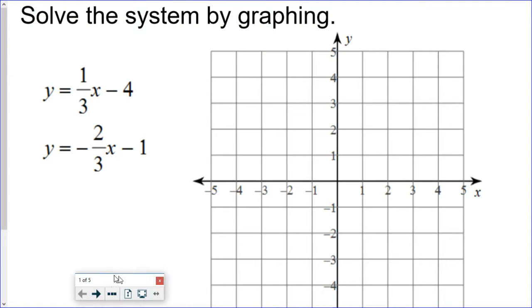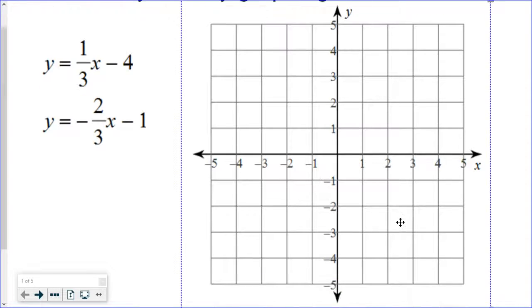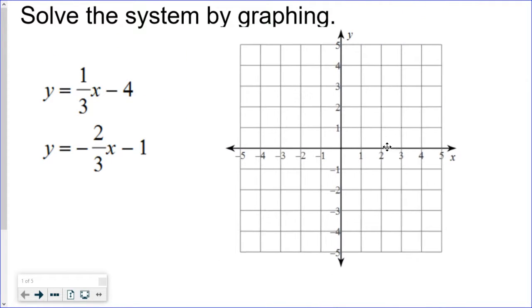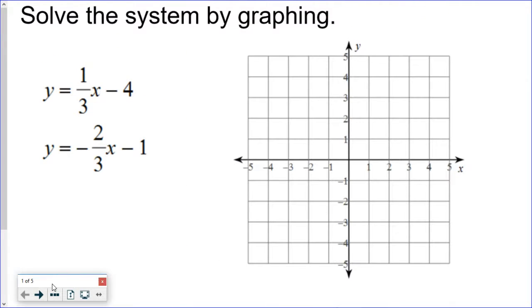Everybody. So nothing new today. We're just going to do a little review of graphing and substitution, okay? So take your graph paper out if you have some, just to make sure you can go along.